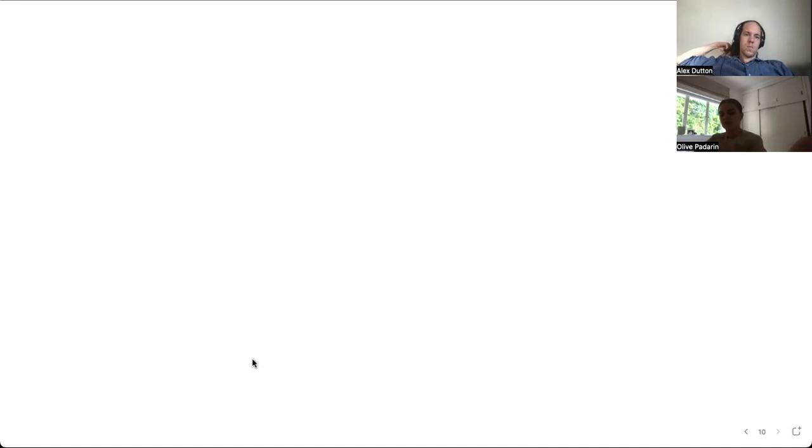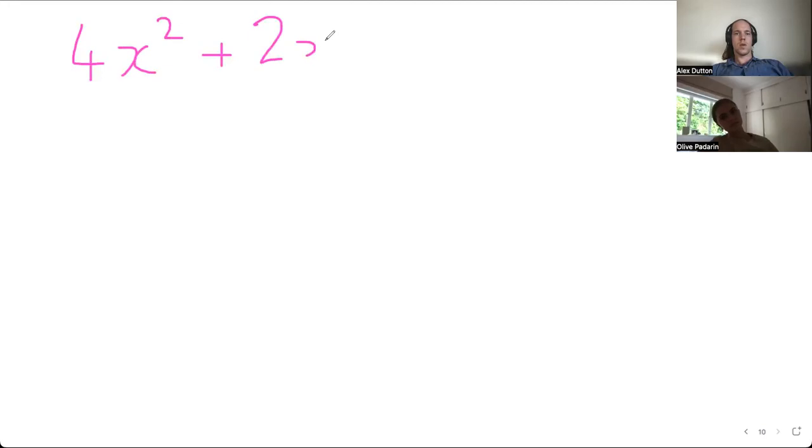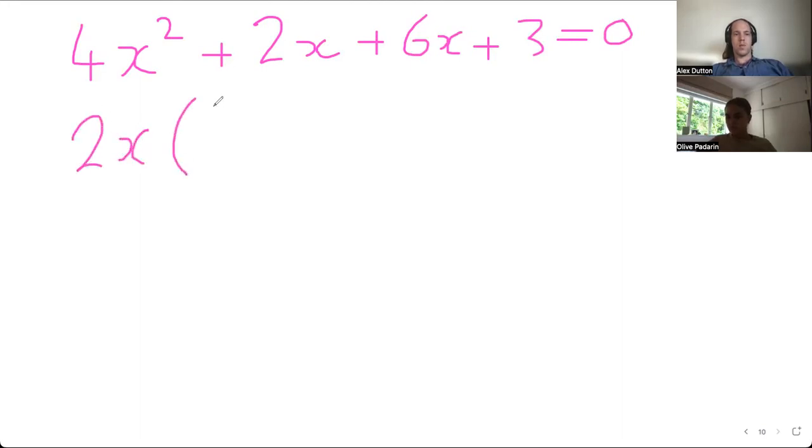Well, then how else would you factorize them? Let's have a look. So you've got 4x squared plus 2x plus 6x plus 3. Here you can just factorize this as 2x times 2x plus 1. And then this is just going to be 3 times 2x plus 1. Okay.